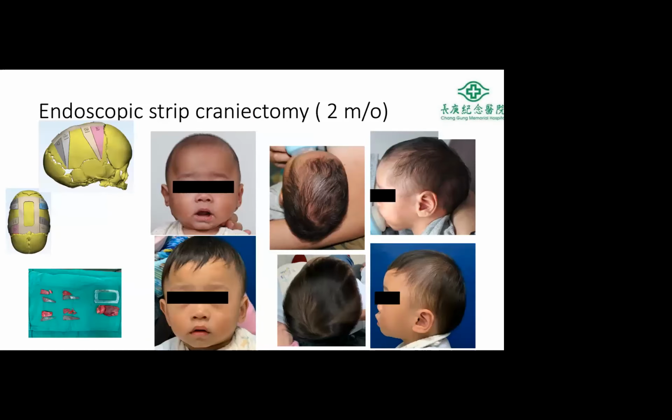So that's my second case of the endoscopic strip craniectomy. We also performed the surgery at the age of about 2 months old. The follow-up picture is almost 1.5 years old. You can see the head shape is very good. The patient didn't wear a helmet either in this case. We removed about 5 centimeters of bone in the sagittal suture and a wedge over the parietal bone area.